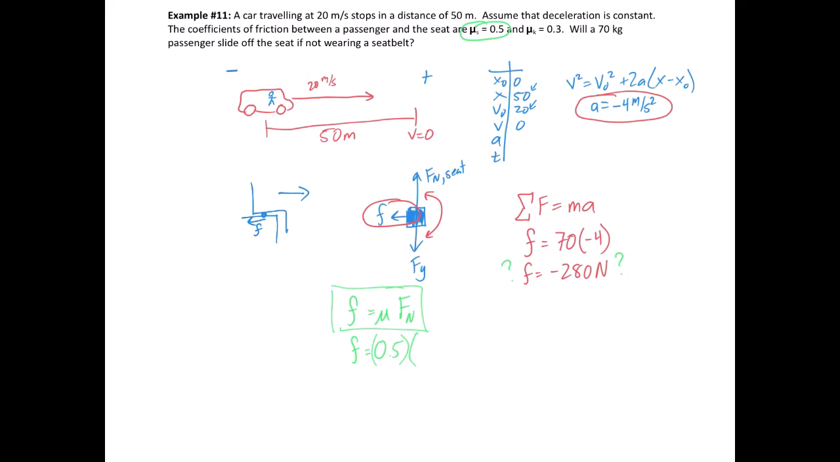Now, in the last problem, normal force took a little bit more work to figure out because it was on a ramp. This time, it's pretty straightforward because the only vertical forces are the normal force of the seat and the force of gravity, right? And so in this situation, we can say that those two are equal. We know that the force of gravity is equal to the mass times the acceleration. And so when I put those two together, then I get a value of 686 newtons.